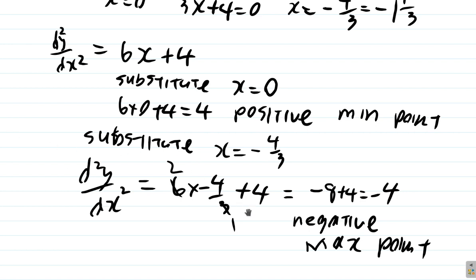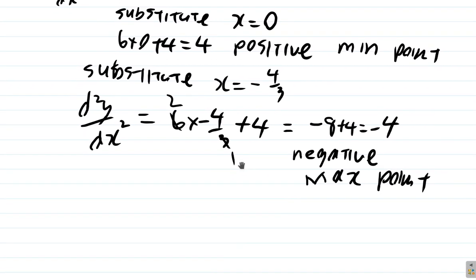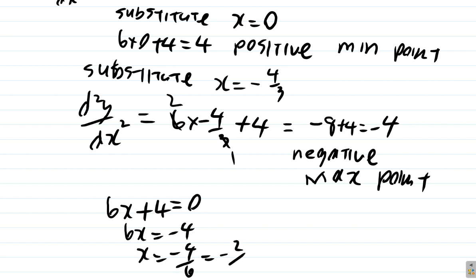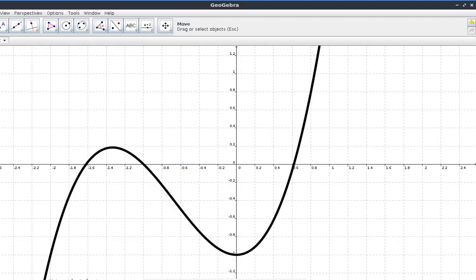Now, the second derivative, 6x plus 4. Suppose we equate it to 0. 6x plus 4 is equal to 0. Then you would have 6x is equal to negative 4. x would be negative 4 over 6, which is negative 2/3. Now let's look at this. Negative 2/3 is negative 0.66.